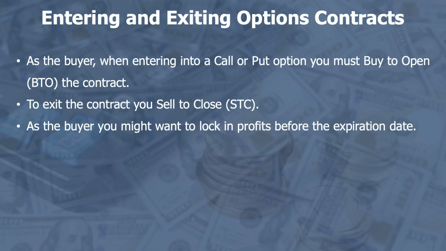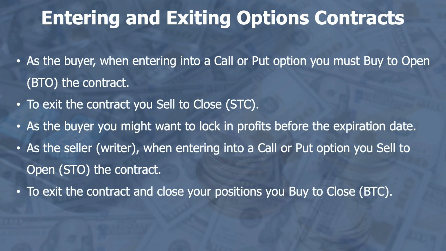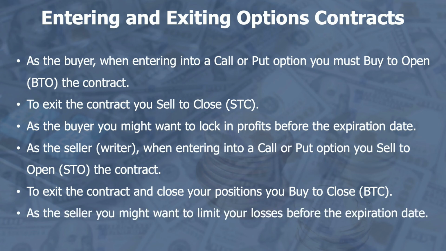And if you're on the other side as the seller or the writer of the contract, when entering into a call or put contract, you first sell to open the contract. And to exit the contract, you need to buy to close, because remember, in this case, you have a short position. So the reason you would do this as a seller is that you might want to limit your losses before the expiration date.